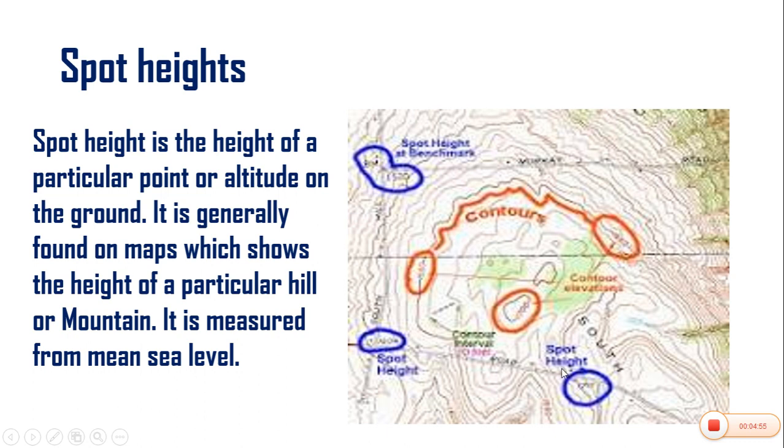These are heights of a particular point or altitude on the ground, and it is found on maps which show the height of a particular hill. So this is showing the height of a particular hill. All these places where we have spot heights show the height of a particular hill.